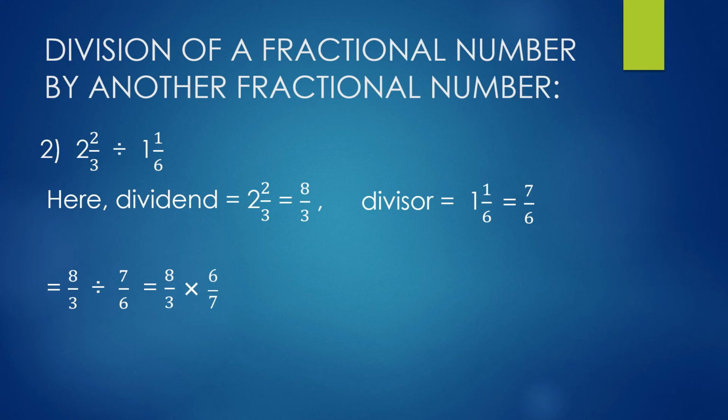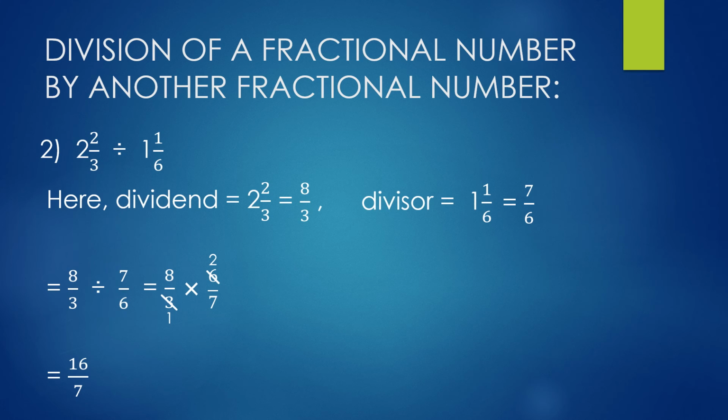Here I see 6 and 3 both are divisible by the same number 3. So cancel them out by 3. 3 2s are 6 and 3 1s are 3. Now it cannot be further simplified. So do the multiplication. 8 2s are 16 and 7 1s are 7. So the fraction is 16 upon 7.